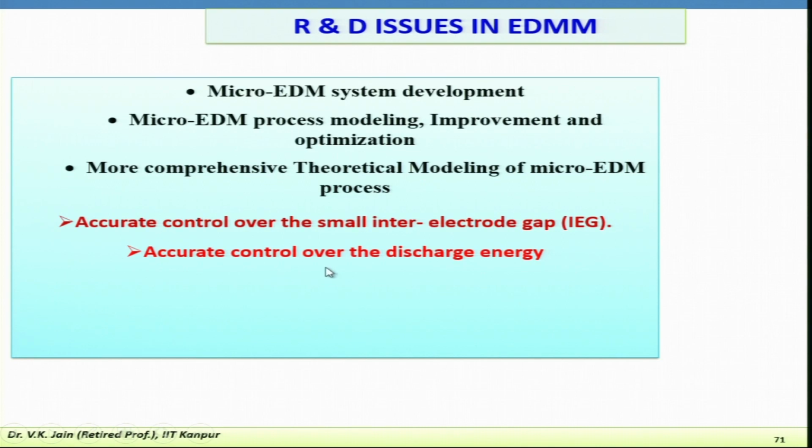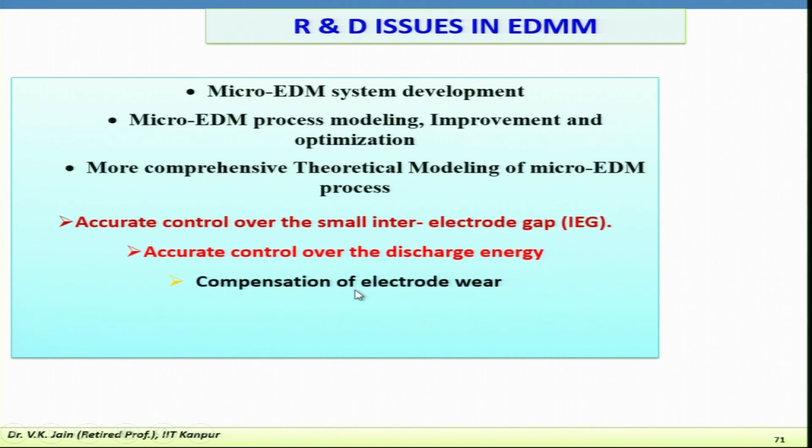Another aspect is accurate control over the discharge energy, where you have to control the voltage, breakdown voltage and other parameters, so that you input the appropriate and same energy to the machining, so that you get repeatable results. Because if your discharge energy is varying in different discharges, then you may not get repeatable results. So, this is very important and a lot of work can be done in this direction also.